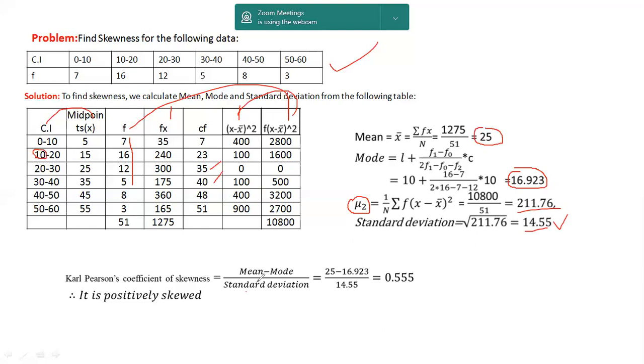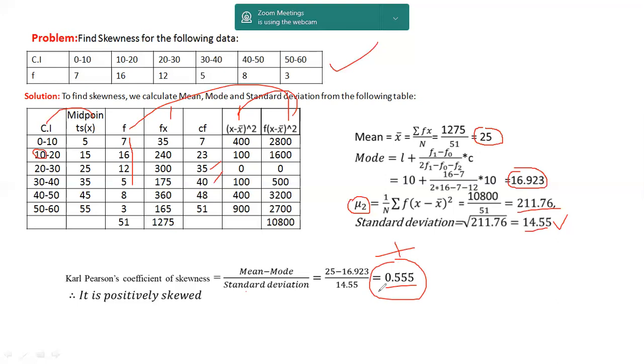Substituting those values here: mean value is 25, minus mode is 16.923, by standard deviation 14.55, which is 0.555. This is the skewness. If you see, this value is positive. So if we get any positive value, then we say it is positively skewed.